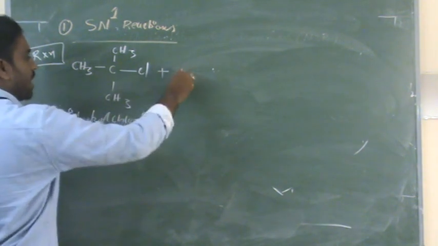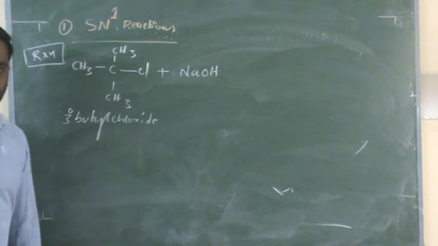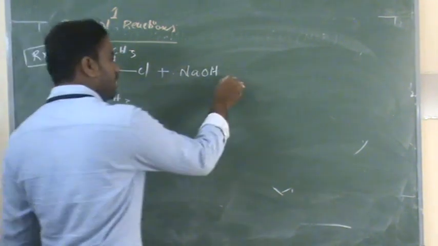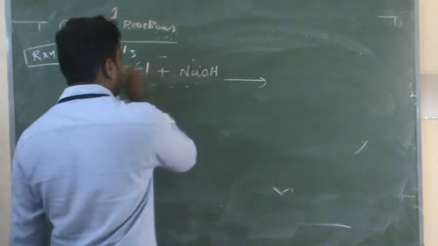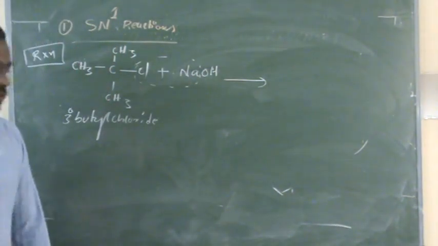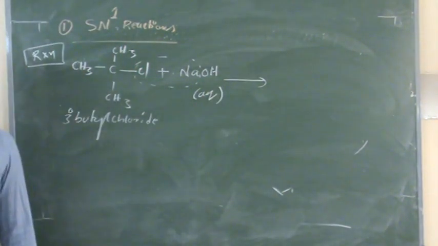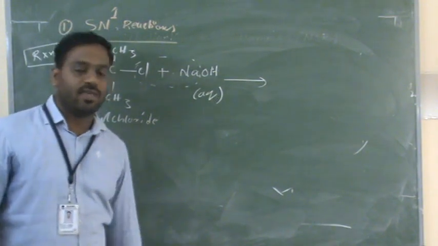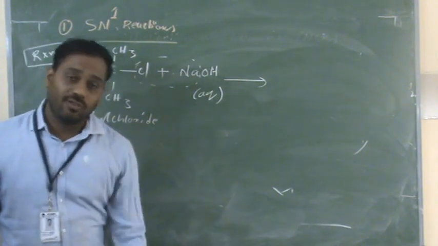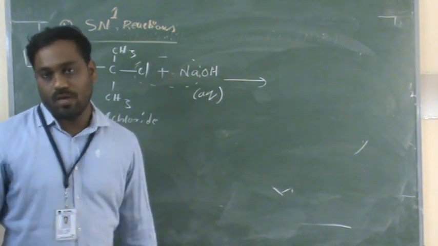Tertiary butyl chloride can react with NaOH, that is sodium hydroxide. The Na attaches here and the Cl is removed. The NaOH is aqueous; don't take alcoholic. You can take either aqueous NaOH or aqueous KOH, and in some textbooks it may also be given as H2O.